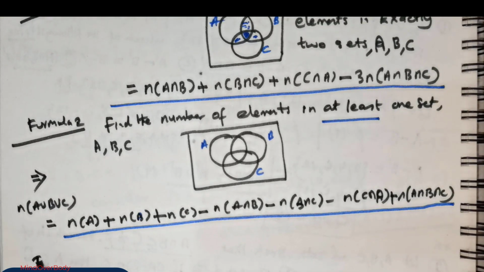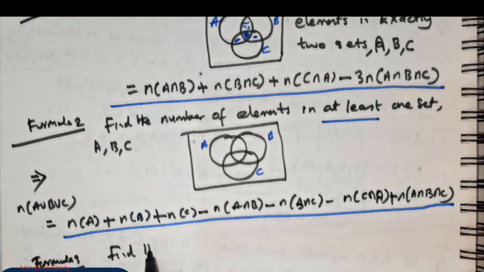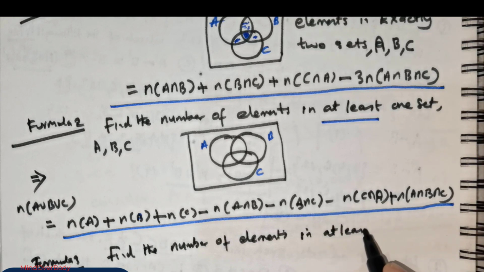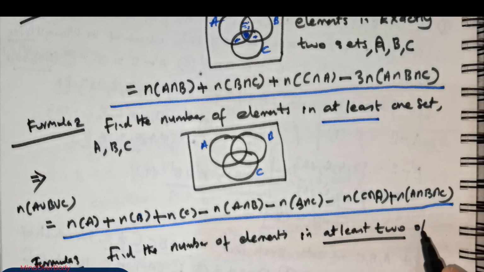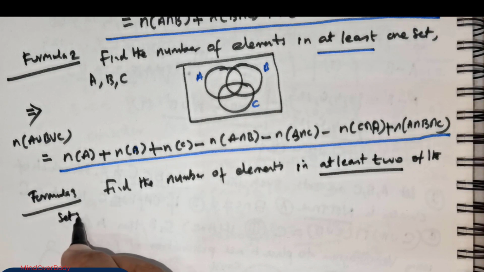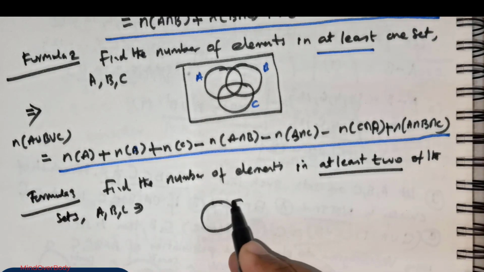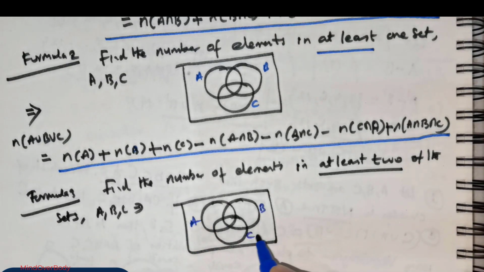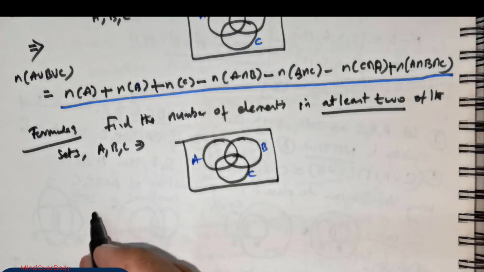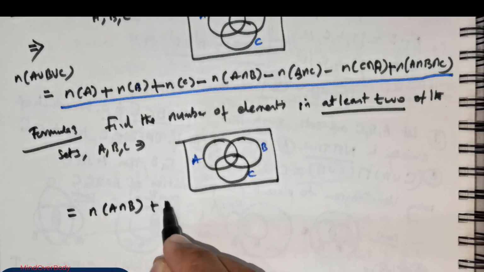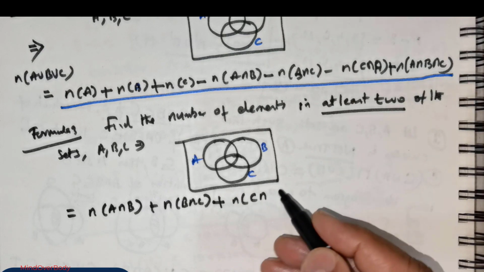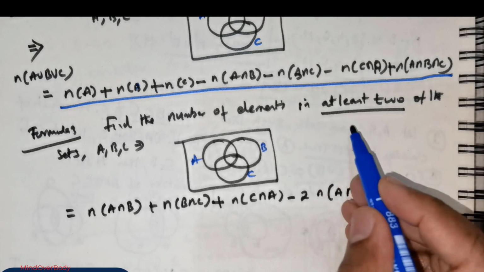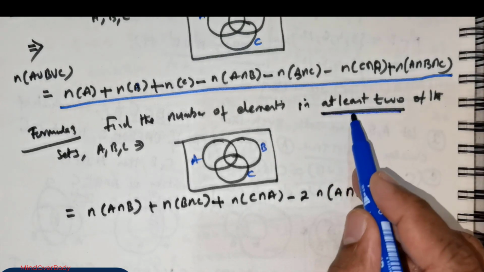So we got the next formula, and in this case it's going to be find the number of elements in at least two of the sets, and we are given A, B, C such that you got an intersection happening among them. So this is going to be A, this is B and this is C, right? So the formula for that is going to be n of A intersecting B plus n of B intersecting C plus n of C intersecting A negative 2 times n of A intersecting B intersecting C. So the all important word here is at least 2. So that should be the catch here.